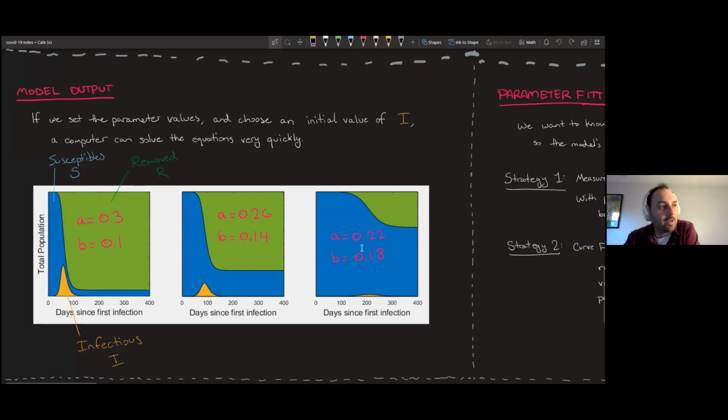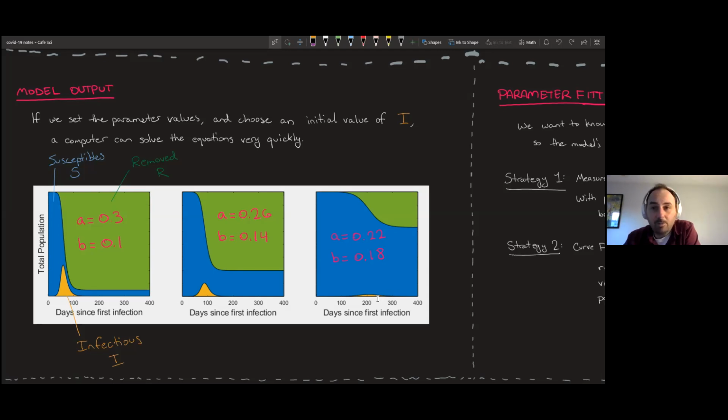In the third picture, I decreased A to 0.22, which is something like a 40% decrease in the number of interactions you're having from the first scenario. And I increased B to 0.18, meaning people are isolating or otherwise entering the removed class in about 5 days. You see there's a dramatic difference in the number of infections that occur.